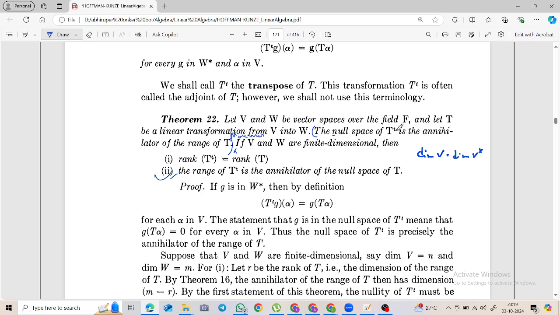V and W vector spaces over the field F. Let T be a linear transformation from V into W. Then the null space of T transpose is the annihilator of the range space of T. Moreover, if V and W are finite dimensional, then this happens. The null space of T transpose is the annihilator of the range of T. Okay, so we are going to use this.